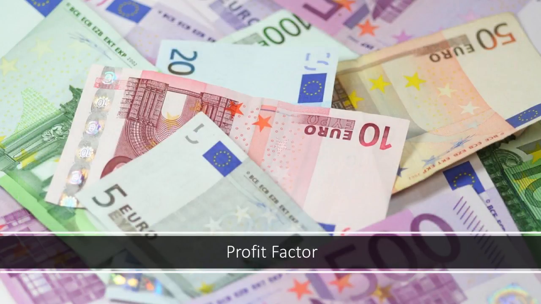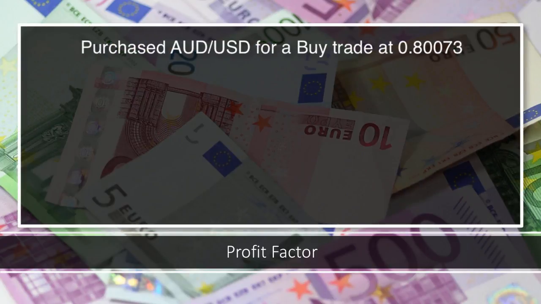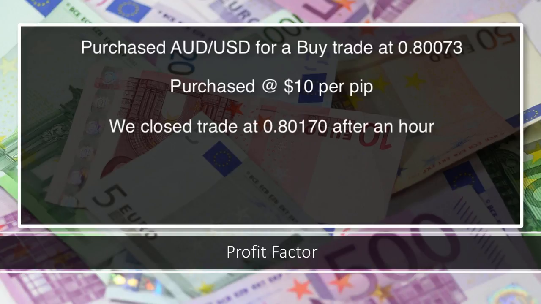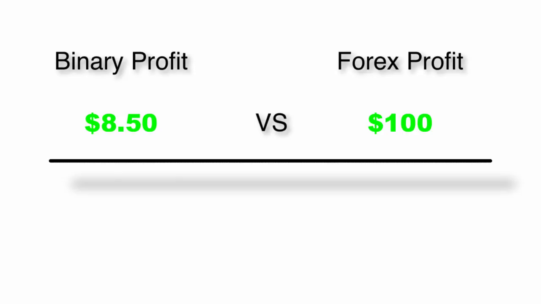So on the other hand, we had the Forex trade we entered into. Australian US dollar again, we purchased at the same price of 0.80073 for $10 a pip, and we decided to close it after the hour as well, where the price reached 0.80170. The same as the binary trade above. So we would have made actually $100 in the same trade versus the $8.50 we made in the binary trade.